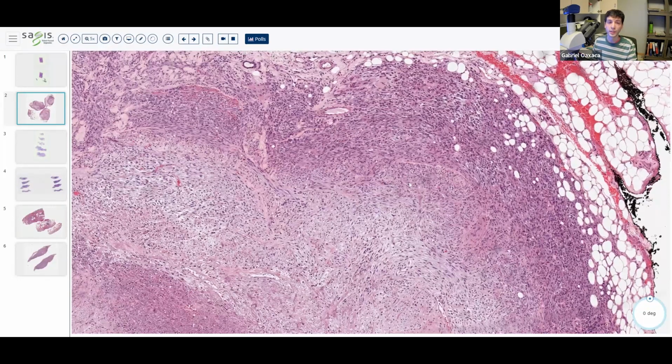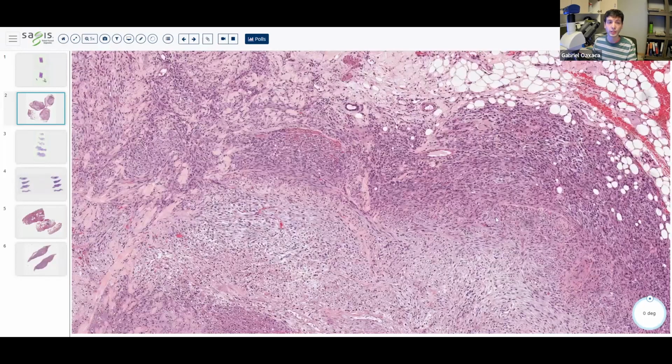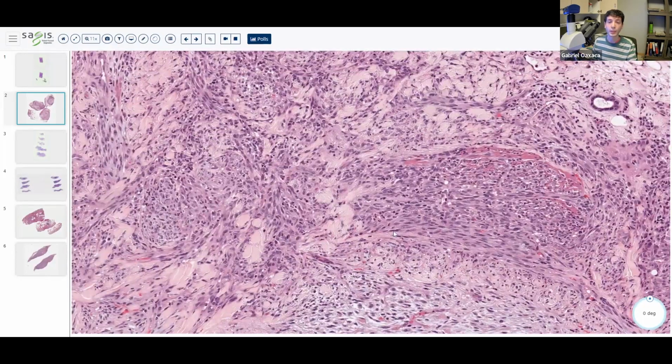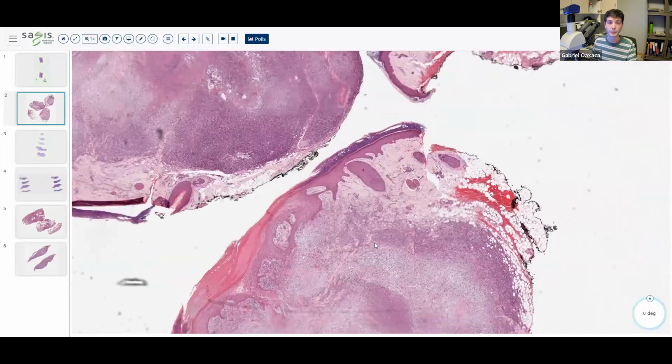And the one stain, or another stain, that should really be remembered for this particular lesion is loss of INI1. INI1 is essentially constitutively expressed in normal human tissue, and this sarcoma loses expression of INI1. At that point, with the clinical scenario and loss of that immunohistochemical stain, that is very much so diagnostic of epithelioid sarcoma.